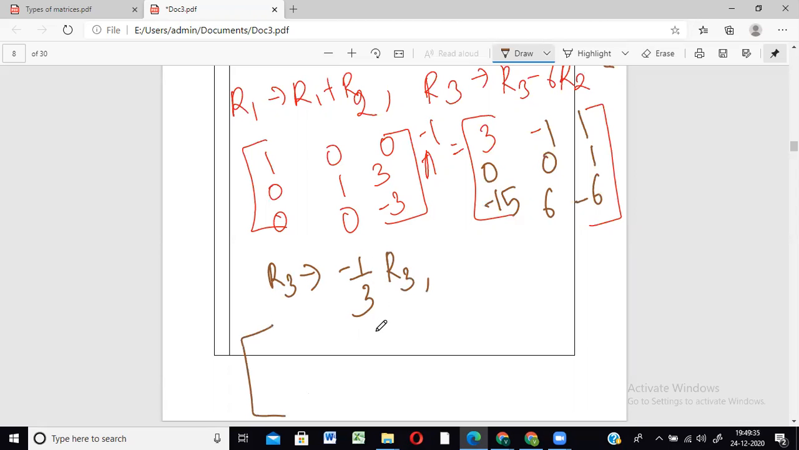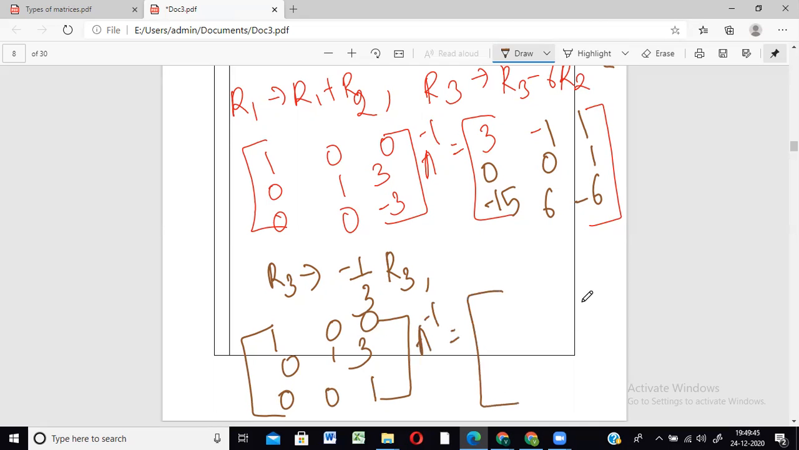Okay, so R1 and R2 have no effect. R3 is divided by -3, so 0 doesn't make a difference, and R1 stays as it is. Here this will be divided by -3, so -15 divided by -3 is 5. This will be -2, this will be +2.